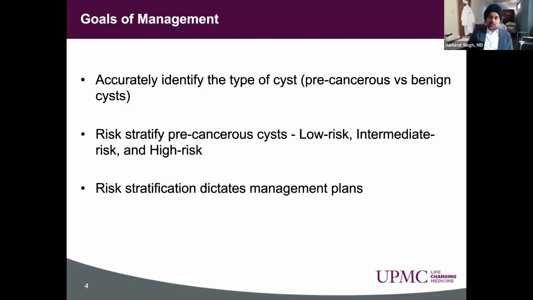So before we start, what are the goals of management when we see a patient who has a pancreatic cyst? The first thing is we need to accurately identify what kind of cyst a patient has. Is this a precancerous cyst, which can eventually turn into cancer, or is this a completely benign cyst? Once we know what kind of cyst it is, we risk stratify the precancerous cysts into low, intermediate or moderate, or high risk. And this is important because the risk stratification dictates what a person will get in terms of their management.